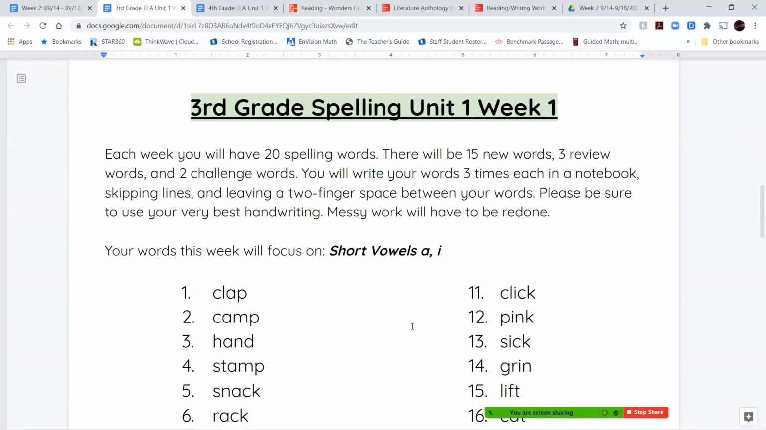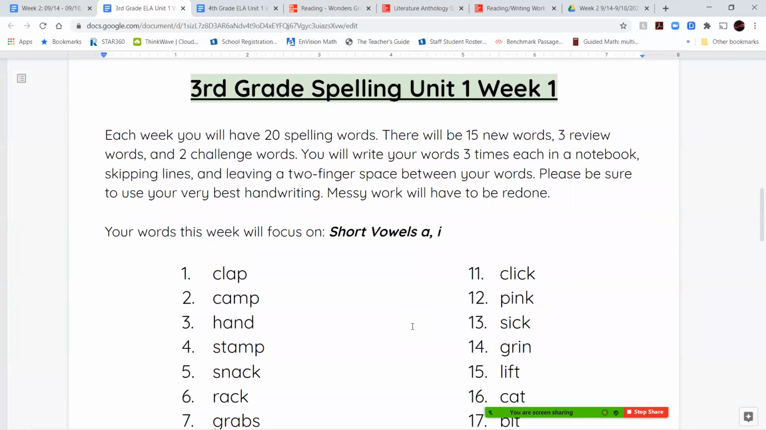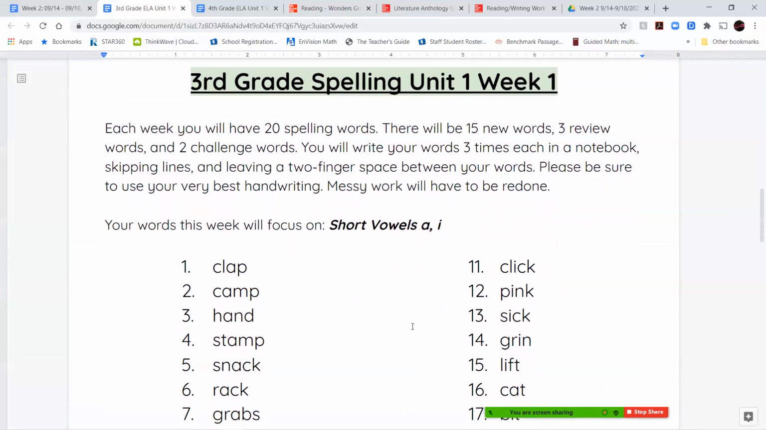The next section of our notes is going to be about your spelling words. So each week you're going to have 20 spelling words. The first 15 are going to be your new words. The next 3 are going to be review words from the week before. And the last 2 words are going to be challenge words. You're going to write your words 3 times each in a notebook. For your spelling homework, you're going to skip lines and leave a 2-finger space between your words. And you're going to make sure that you're using your very best handwriting, because messy work will have to be redone.